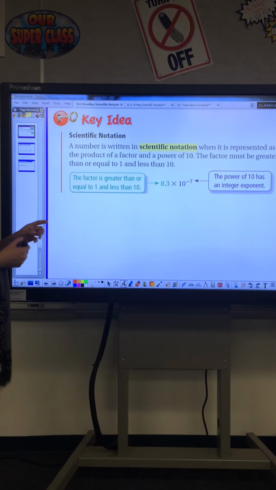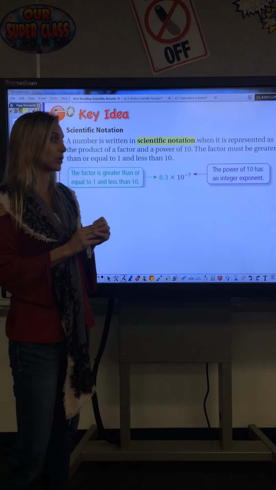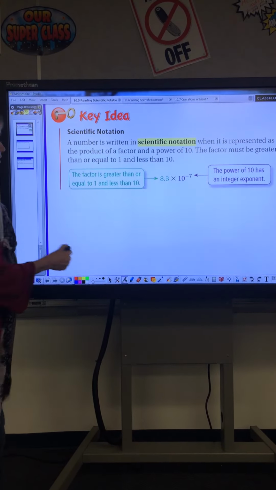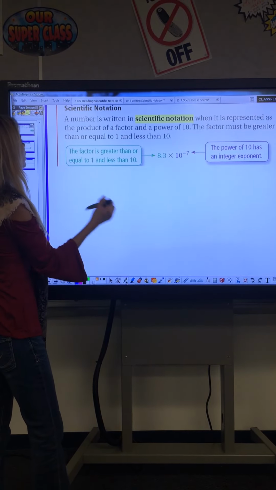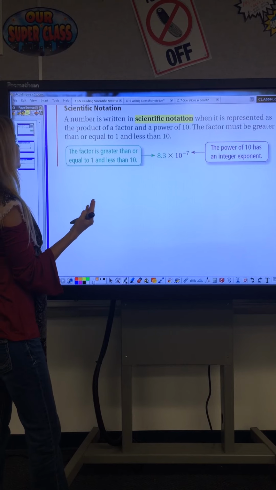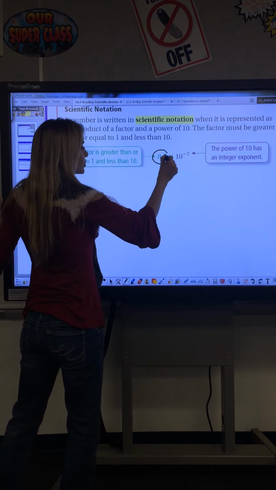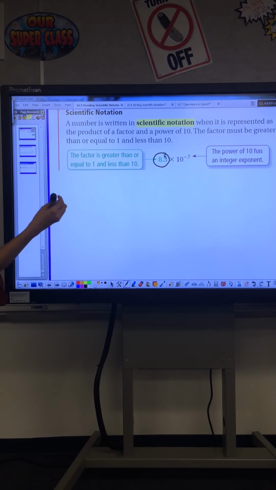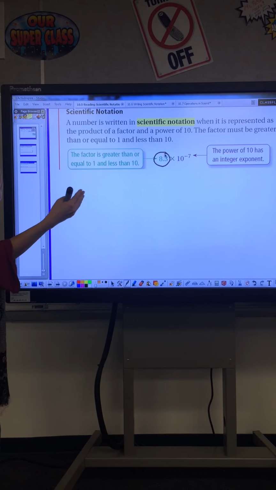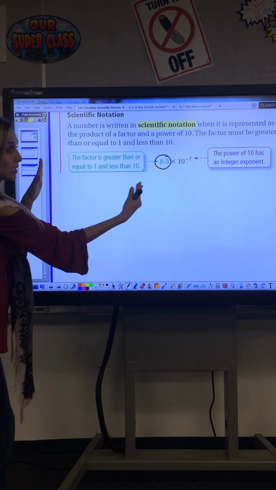We are going to learn how to read scientific notation. The way we look at scientific notation is that, to write something in scientific notation or read it, the number to the left in here is a number that has to be between 1 and 10.